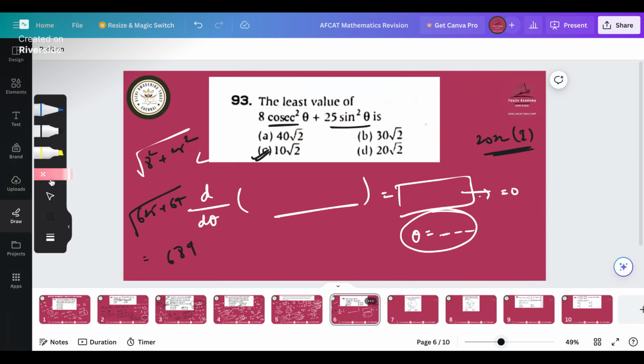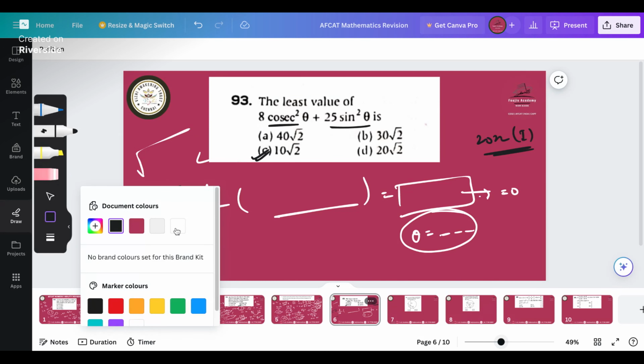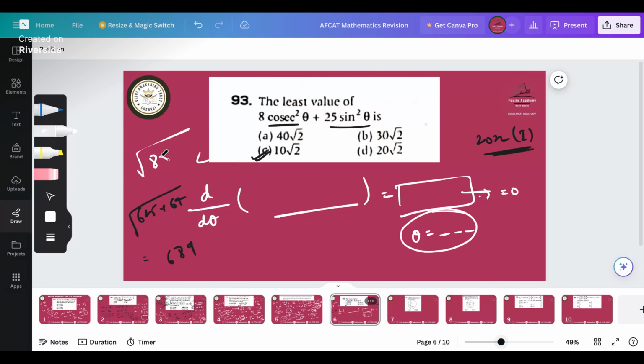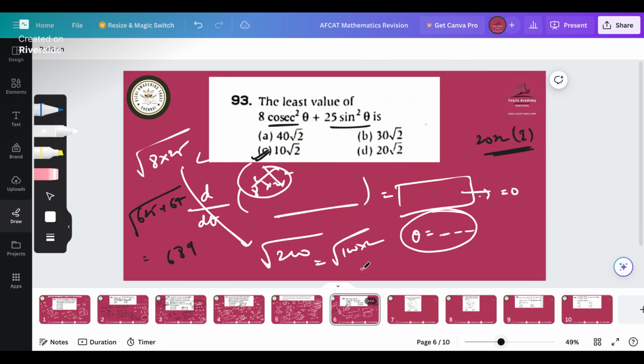Sorry, my mistake, ladies and gentlemen. The formula over here is root under 8 into 25 and not 8 square into 25 square. Apologies for that, guys. So if you solve this, you will get root under 200. You will be getting 100 into 2. You just take 100 out. So 10 root 2 is your answer.